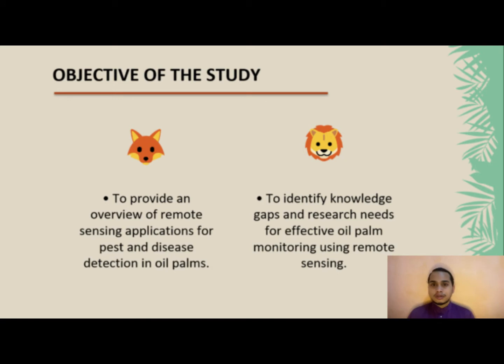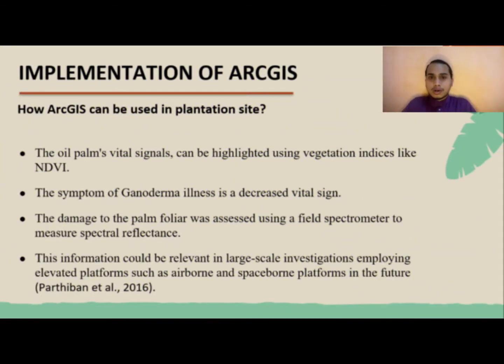The objective of this study is to provide an overview of remote sensing application for pest and disease detection in oil palms. Next is to identify knowledge gaps and research needs for effective oil palm monitoring using remote sensing. Next is how remote sensing can be used in the plantation site for infection of Ganoderma boninense.